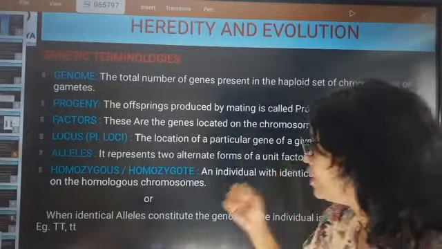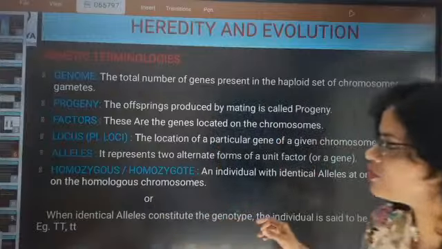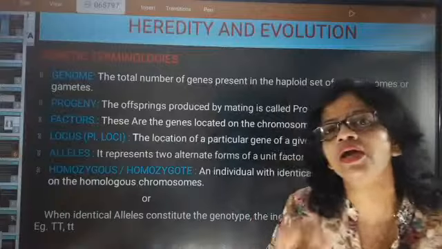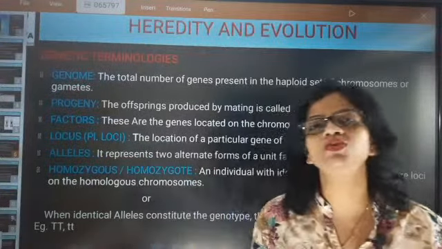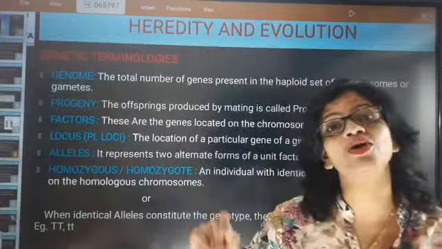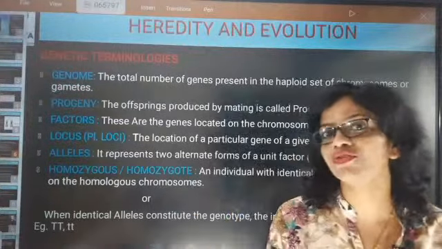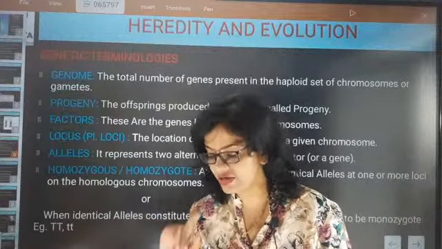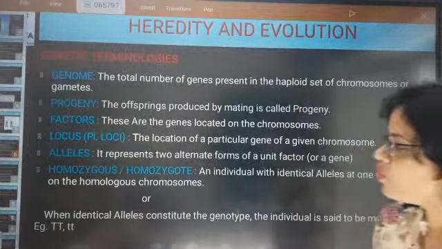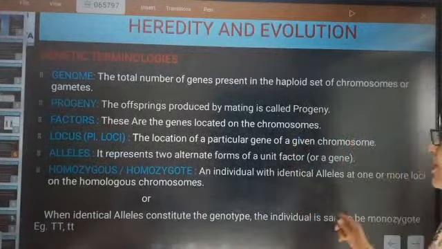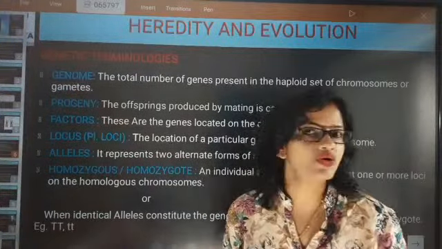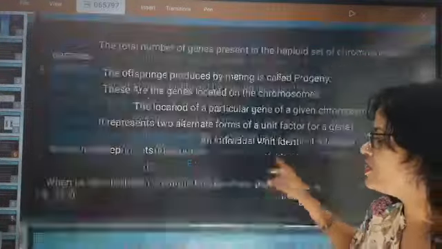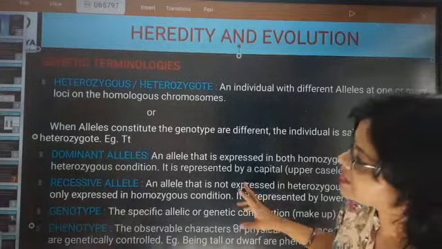So I'm not going to talk about it again, but let's look at homozygous and heterozygous. Homozygous, the other name is homozygote. If anywhere you find the word zygous or zygote, beta, that is not two different things, it is the same. Homozygous or homozygote means an individual with identical alleles, as you have already said. Identical alleles can be capital T or small t. That is called identical alleles.